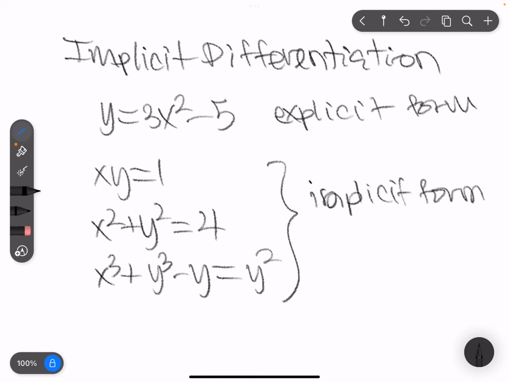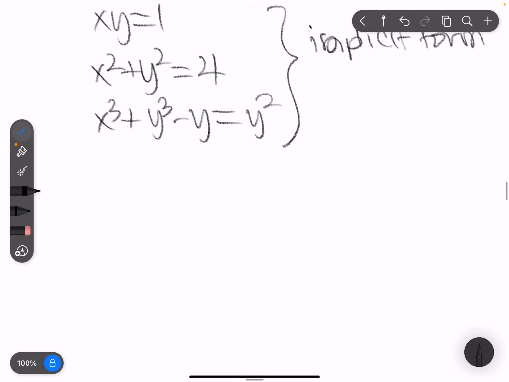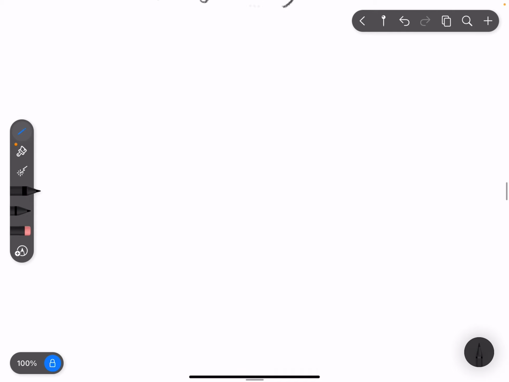We can still differentiate given an implicit form, hence the term implicit differentiation. So the main technique we're going to use is the chain rule when we do this. So let's take a look at an example here.